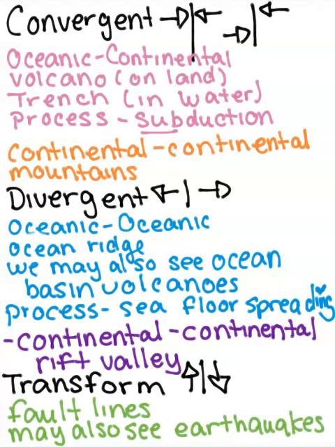Okay, so these are the three types of boundaries that we have and all of the things that could be formed there. So to review, convergent boundaries are going to move towards each other. Divergent boundaries are going to separate, and transform are going to slide back and forth.